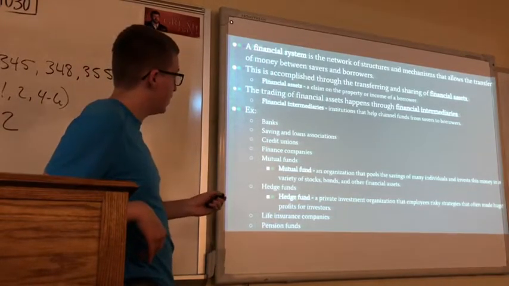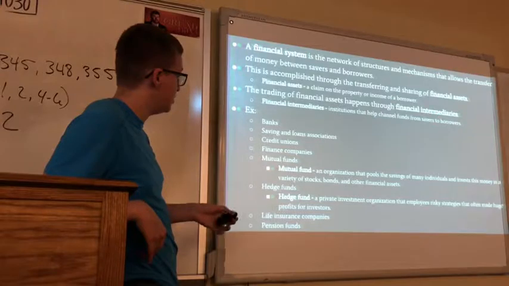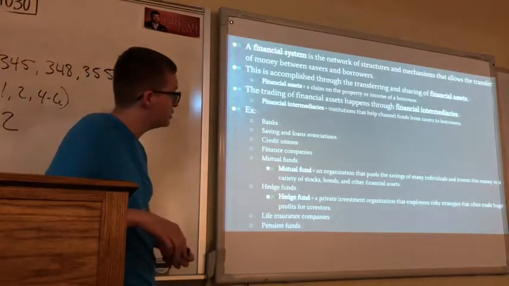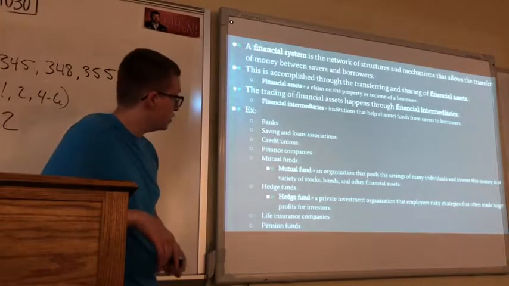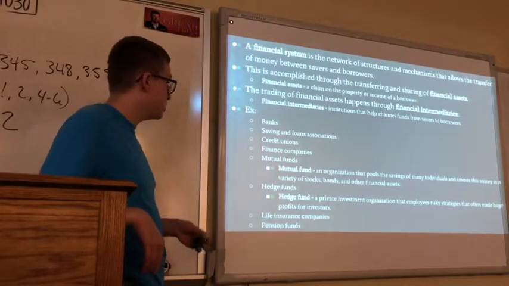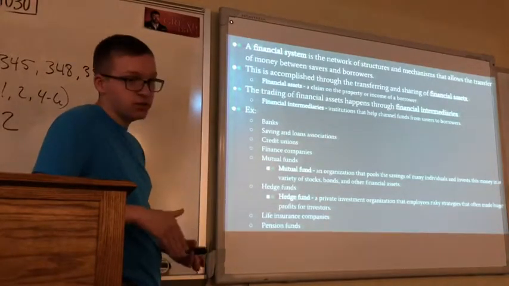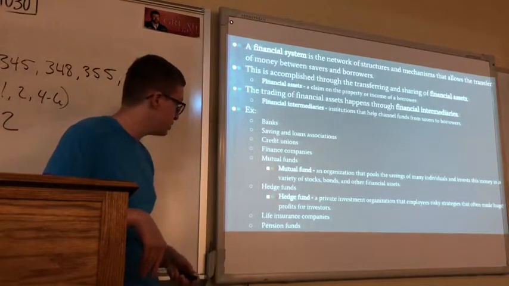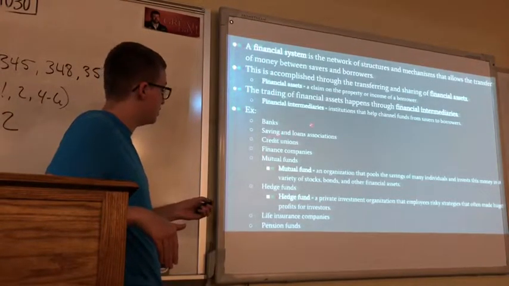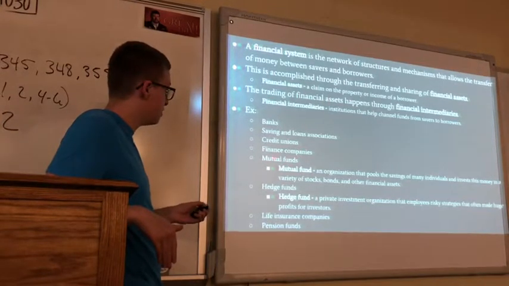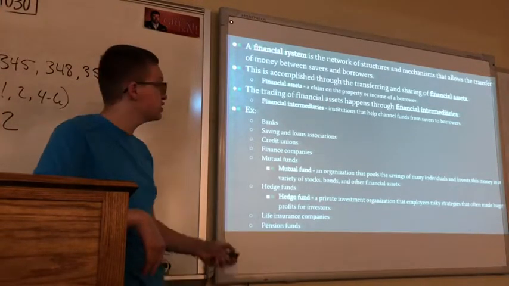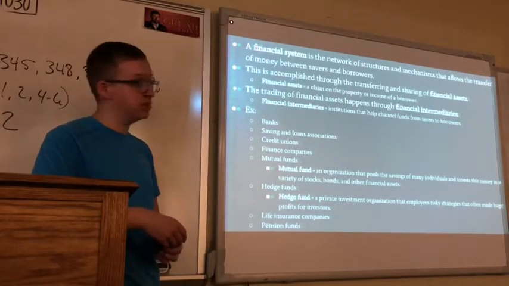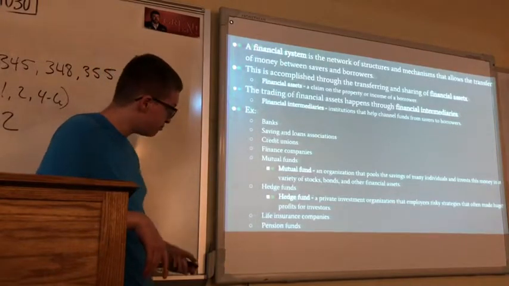The trading of financial assets happens through financial intermediaries. Financial intermediaries are institutions that help channel funds from savers to borrowers. That would be banks, like I just said, savings and loan associations, credit unions, finance companies, mutual funds. If you have any questions on these, if you want to know more about it, just ask Plumber. You can pause the video too if he wants to explain each of them, and he can maybe explain his own investments, what he's invested in, that kind of thing.